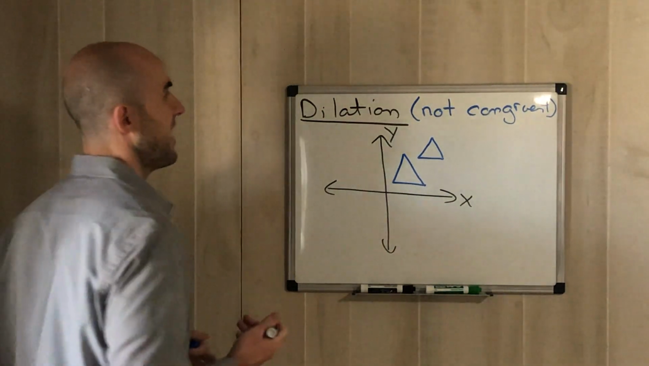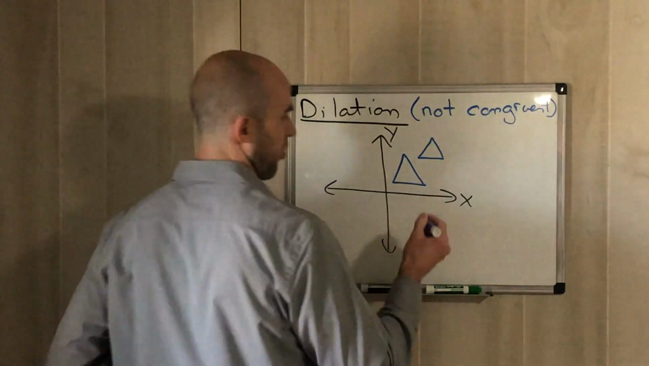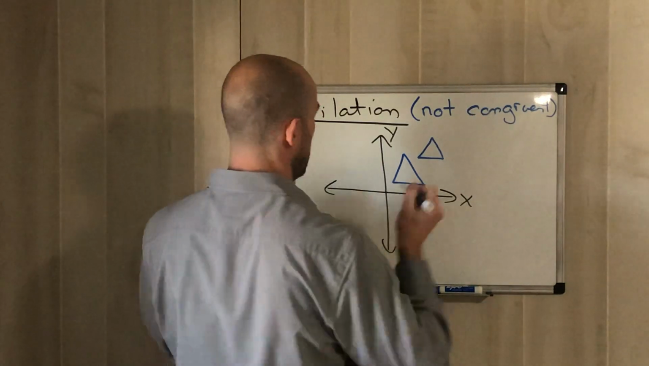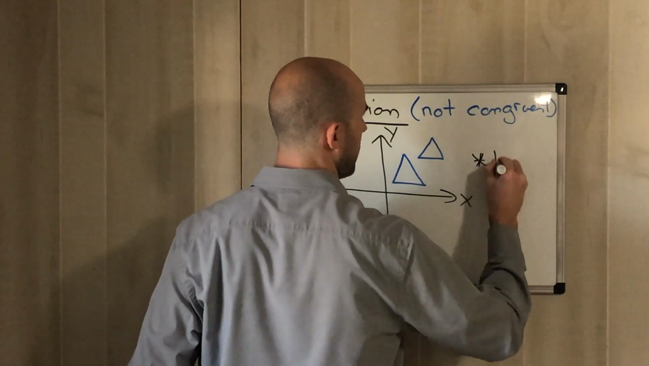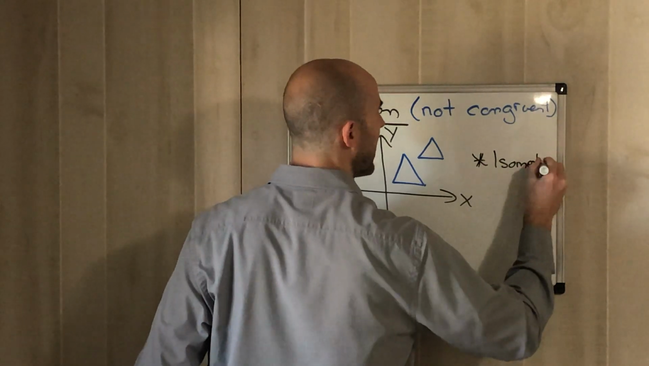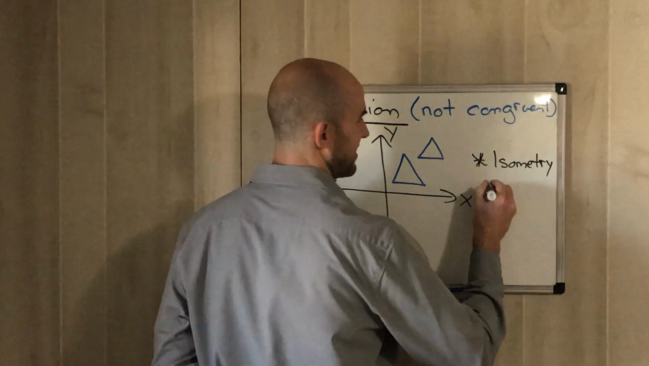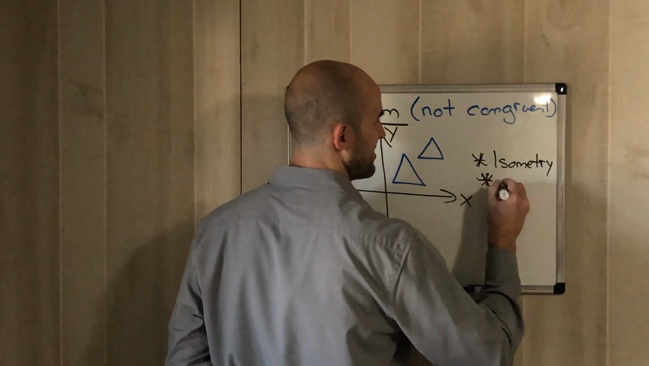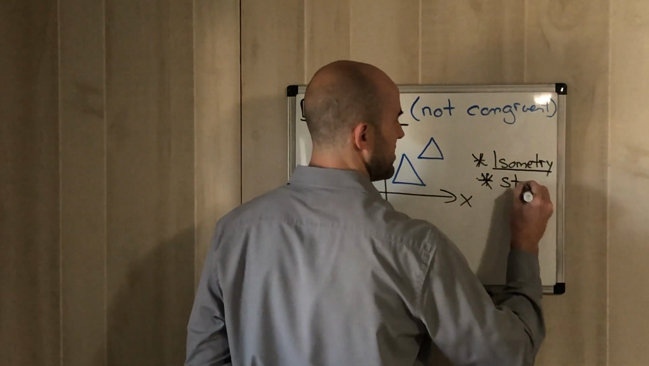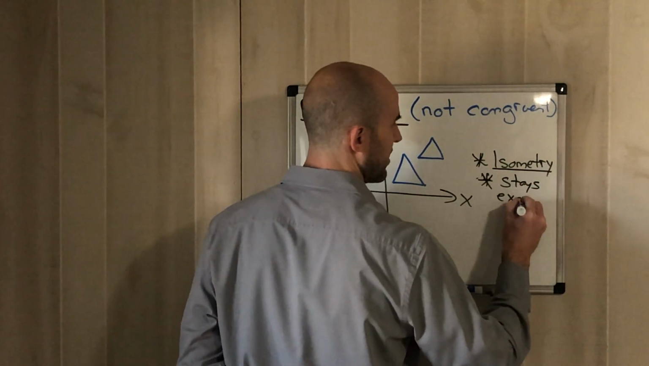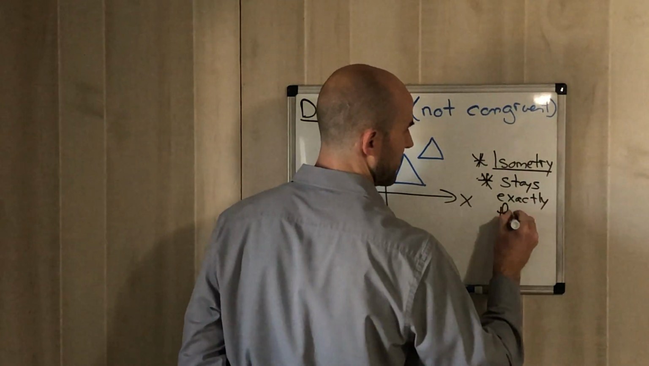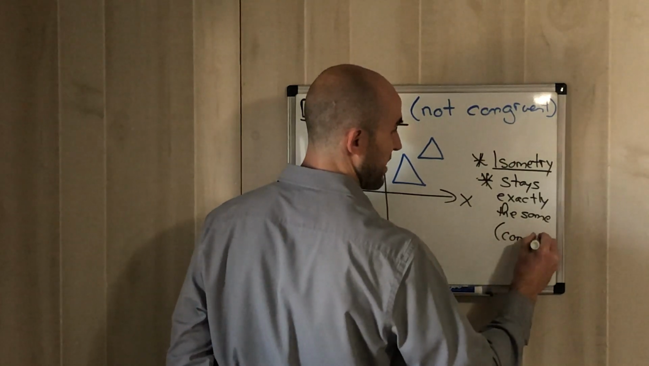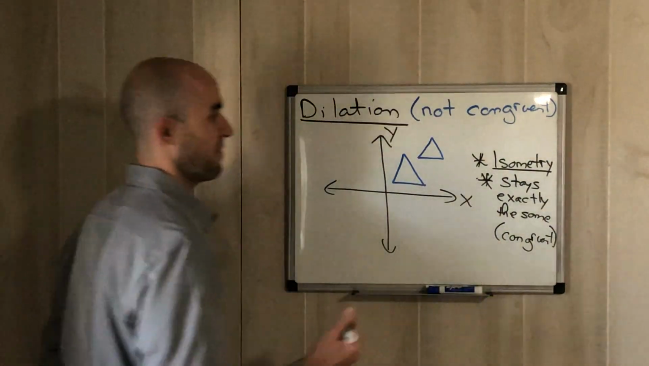And then going into that, when we're talking about dilations, there is another word. And that other word that I'm referring to is something called an isometry, right? And what isometry means is that it stays exactly the same. An isometry stays exactly the same. So again, if we have isometry, it stays congruent, right? They're both going to be the same figure, and they're both going to be the same exact size, right?